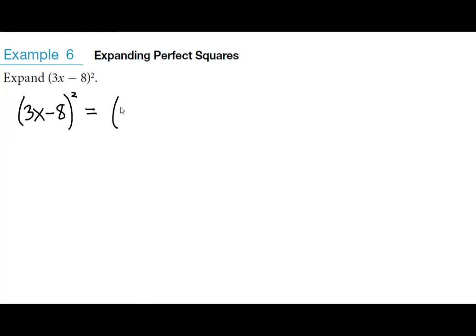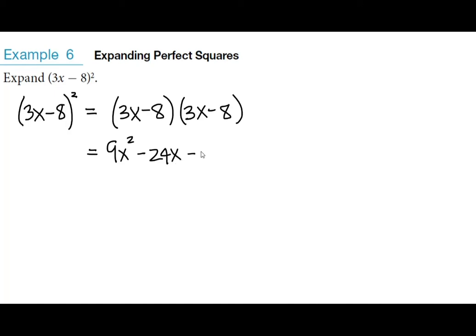I'm going to first of all FOIL. So I have 3x minus 8, and I'm going to multiply that by 3x minus 8, and that's going to give me 9x squared, minus 3 8s are 24x, minus 3 8s again is 24x, plus 64. And of course, that's going to be 9x squared minus 48x plus 64. So that's the first way.